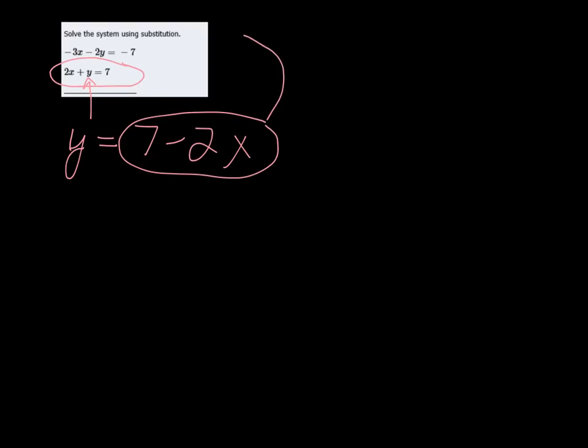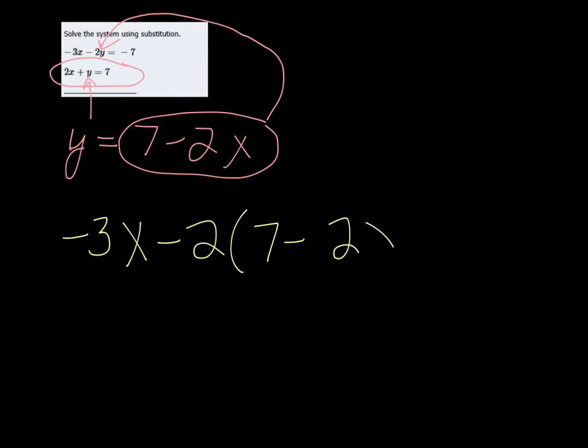I can just subtract 2x on both sides and get y equals 7 minus 2x. And then I'm going to take that and substitute it in for y in this first equation. So we get negative 3x minus 2, and substituting 7 minus 2x in for y, I get that's equal to negative 7.